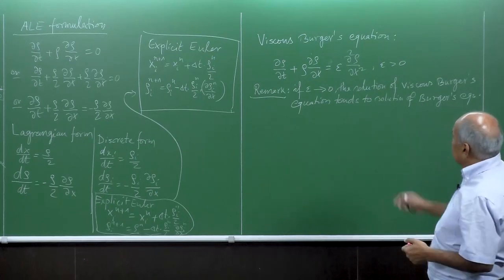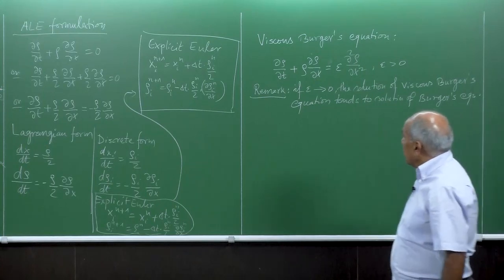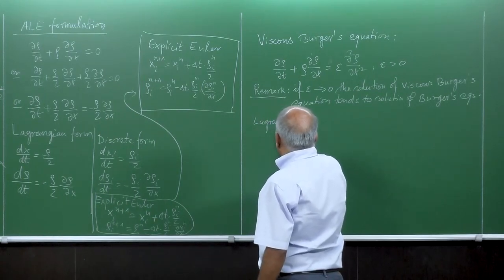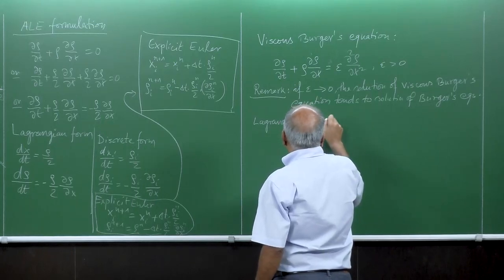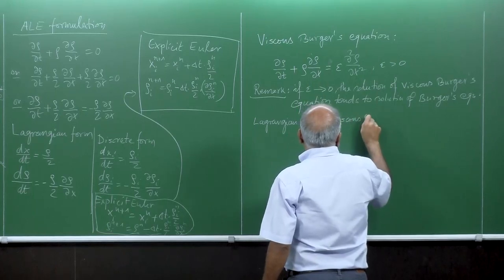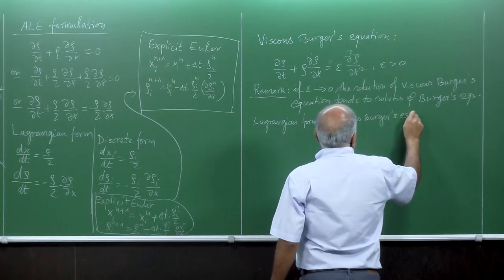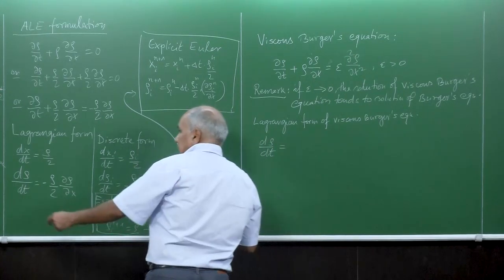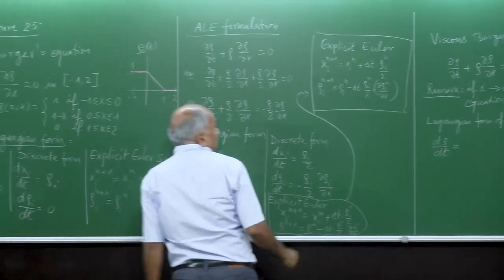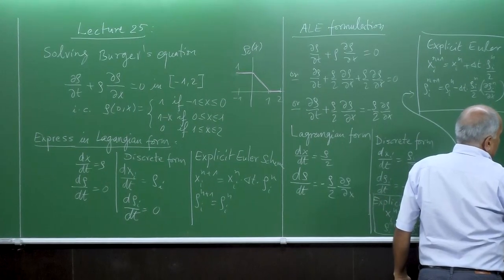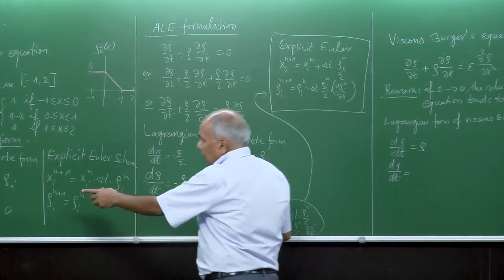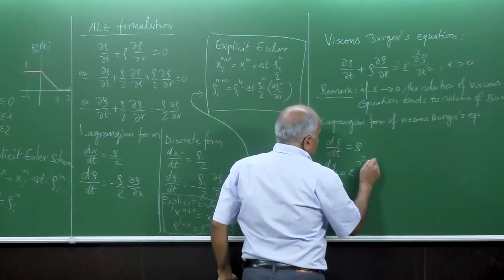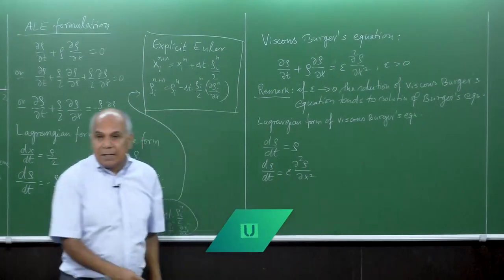So, I will explain a little bit why the epsilon helps us to simulate numerically. So, now again what we have, our Lagrangian form of Burger's equation. We have d rho by dt, it is exactly the same as this one. D rho by dt is equal to not 0. Yeah, because in this case we had 0, but in this case what we have is epsilon times del 2 rho by del x square. So, it is exactly the same as the advection diffusion equation.